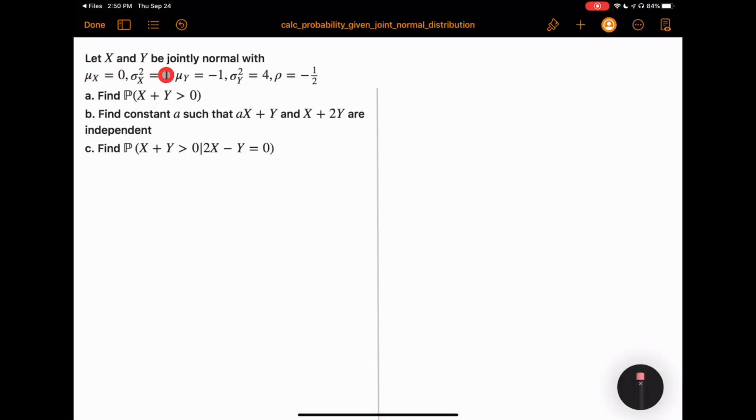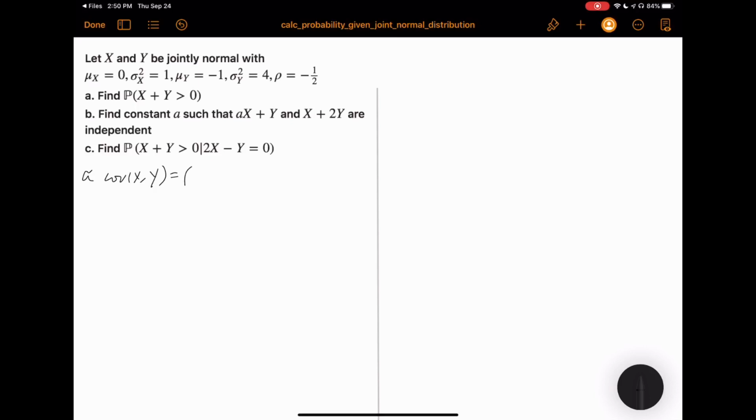Let x and y be jointly normal. The mu and the sigma are given here. There are three questions. Find this probability, find a constant A so that these two are independent, and find this conditional probability. Let's first calculate the covariance of x and y.